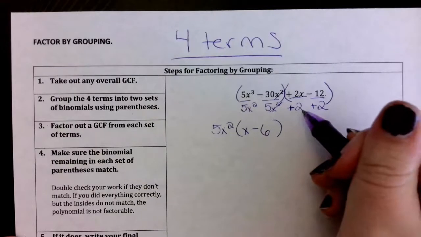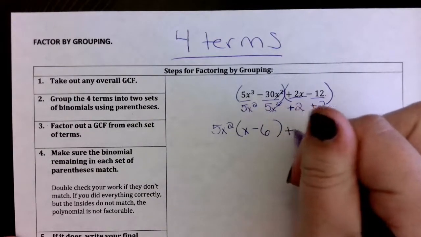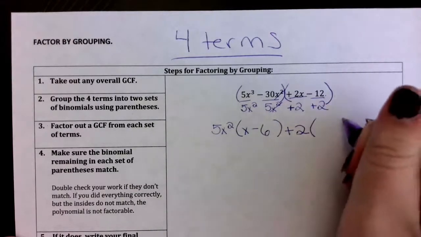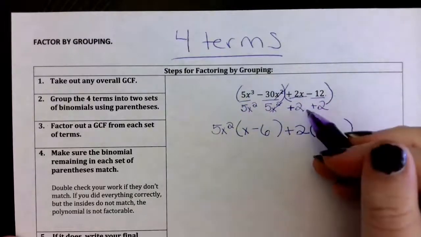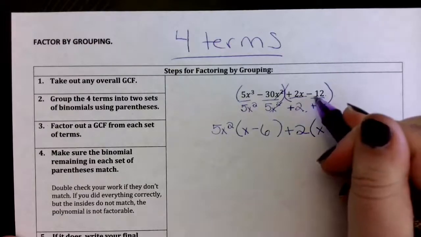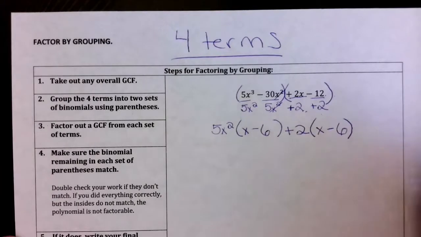Now I'm going to do the same thing with the second set of parentheses. This plus 2 is going to go right here, and I'm going to factor it out of that second set of parentheses. 2x divided by 2 just leaves me a 1x. And negative 12 divided by 2 is a negative 6. So I factored out the greatest common factor of both sets of parentheses.